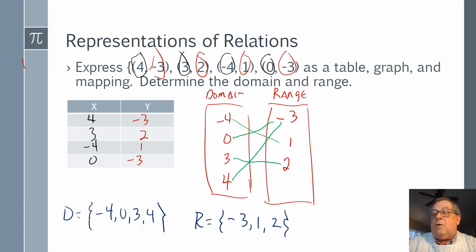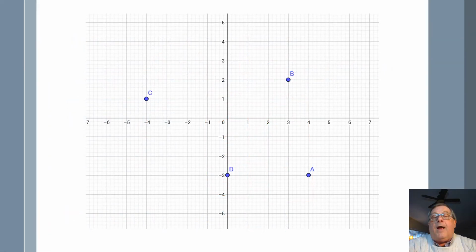All right, well now let's go over here and look at a graph of these 4 ordered pairs. I've gone ahead and graphed these in GeoGebra. This is a free application. I would encourage you to get it. It can help you with your graphing needs and other things. It's a pretty neat little program. I just did a screenshot of what I graphed here.